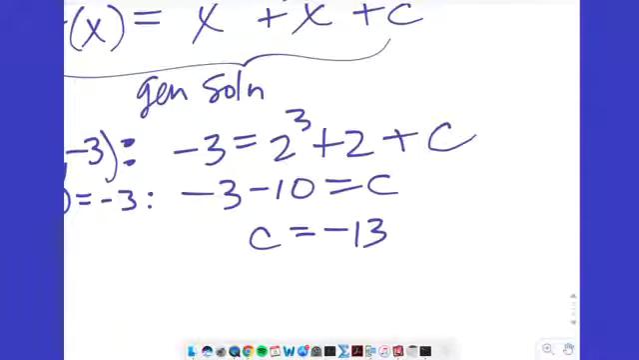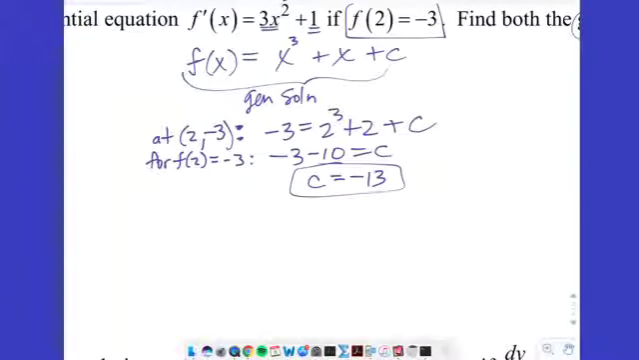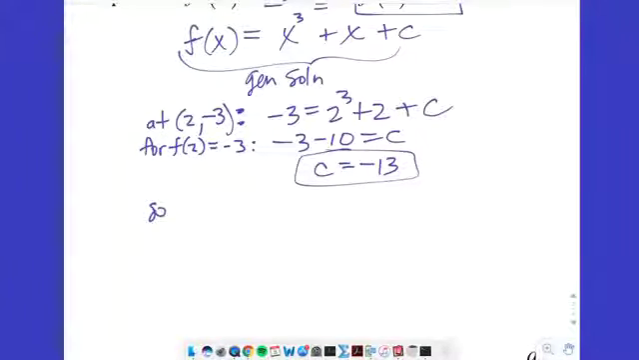Okay, so are we done? If we box this up, are we done? No, you did it right. You got to actually write it out. And so again, my favorite transitional word is "so" instead of "therefore" or "thus". So the particular solution is f of x equals x cubed plus x minus 13.